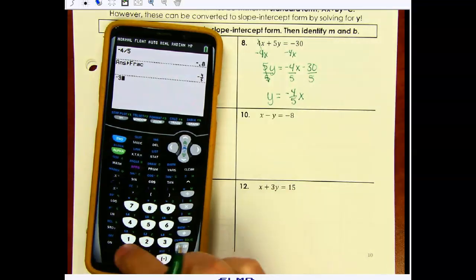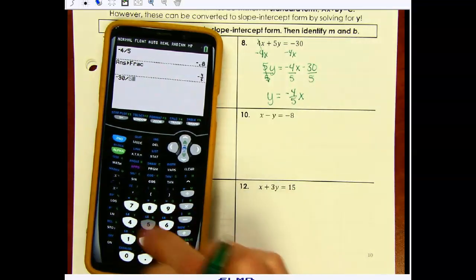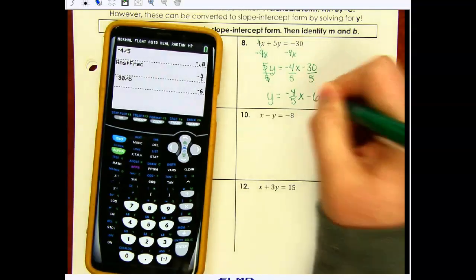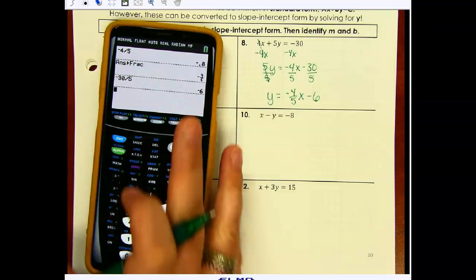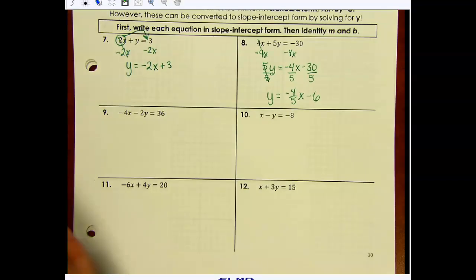And then we're going to do -30 divided by 5, and we're going to get -6. So the y-intercept is -6. So that's how you do that. You're going to move the x value, and then you're going to divide if y has something with it to divide. Let's look at number 9.